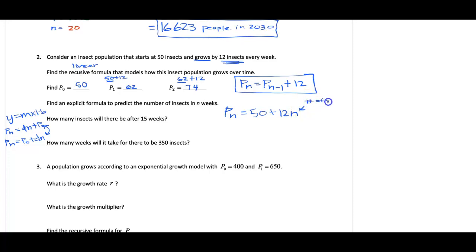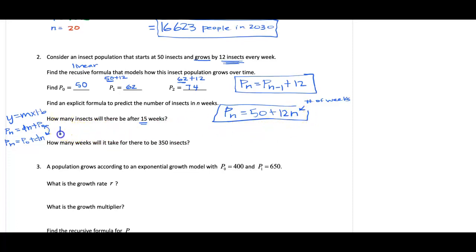All right, so when it's asking us to find a formula, it's not asking us to find an overall answer yet. It just wants us to write this down. Okay, but now on this one, how many insects will there be after 15 weeks? So what do I do with this 15 now? Put it into the formula for n? Yeah, just put it right in there for n, right?